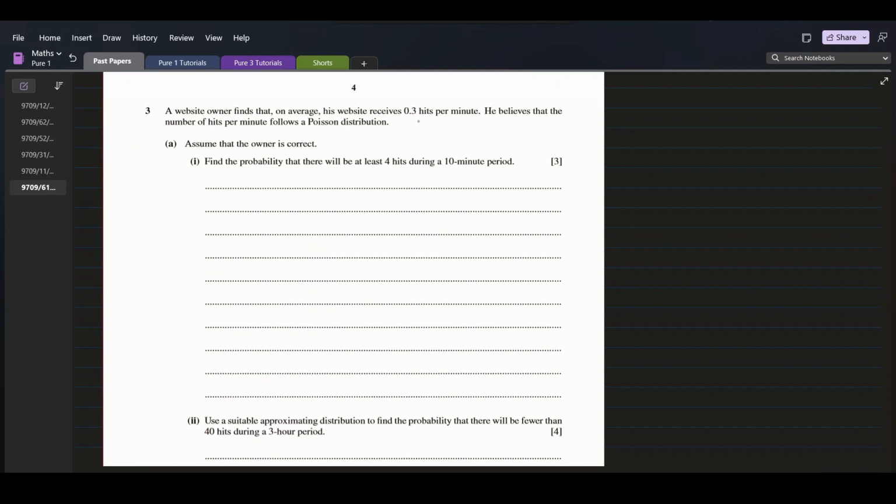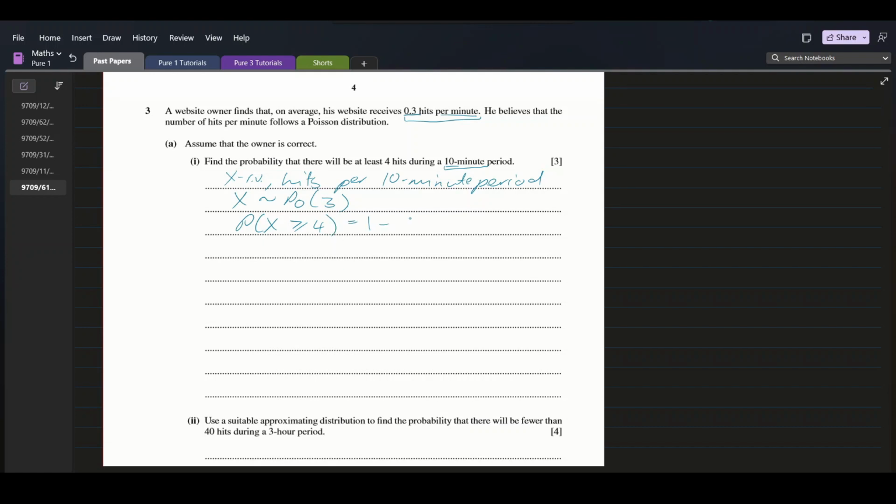So notice the interval change here. We're given the average rate in terms of per minute, but then the question is asking in terms of a 10-minute period. So if we let x be the RV hits per 10-minute period, it means that x follows a Poisson distribution with 0.3 times 10, since we're now dealing with a 10-minute period, which should give us 3. And we want the probability that x is at least 4. So that's greater than or equal to 4.